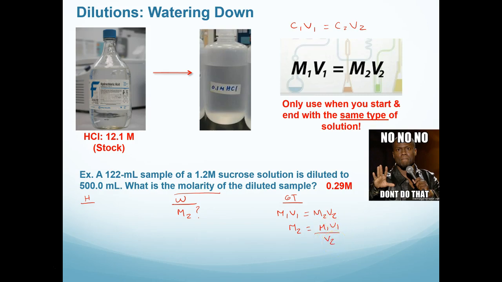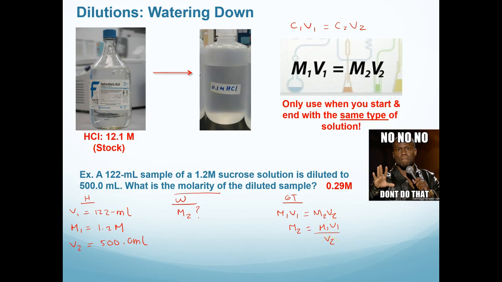Okay, let's figure out what we already have. We're given the initial volume, so V1 is equal to 122 milliliters, and we're given our initial concentration, which is 1.2 molar, right? Something else we're given is V2. The final volume that we want is 500.0 milliliters. So we're given all the values that we need to plug in.